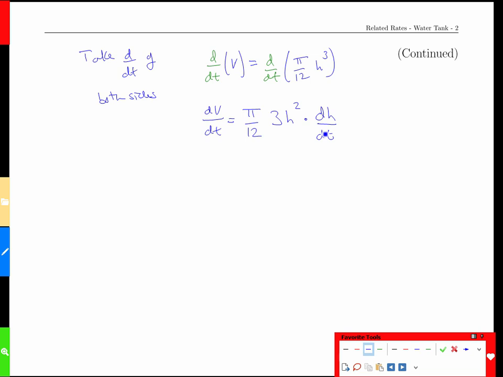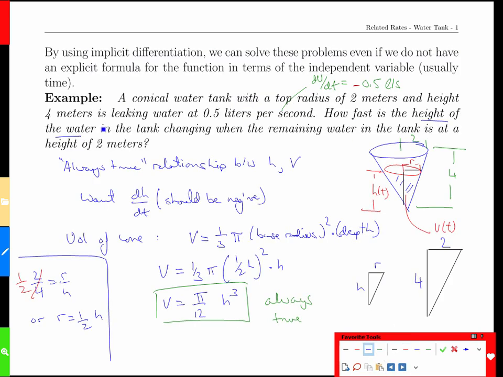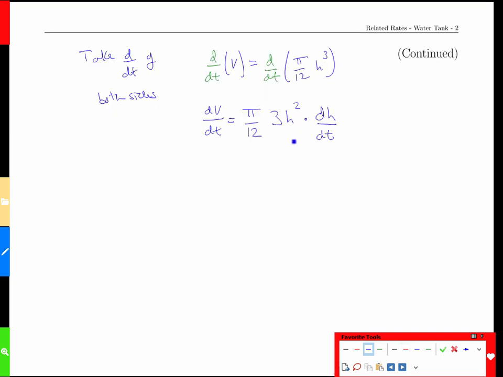And we're pretty close to in business now, because we just take a step back. The question asked, how fast is the height of the water, dh/dt, changing when the remaining water is at a height of 2 meters? So at h equals 2. Well, we can just plug that in now and find out. Taking one step back again, 0.5 liters per second is the other feature we're going to need. So we know dV/dt is negative 0.5 liters per second.